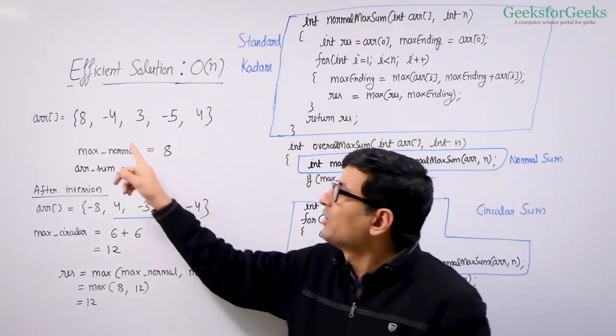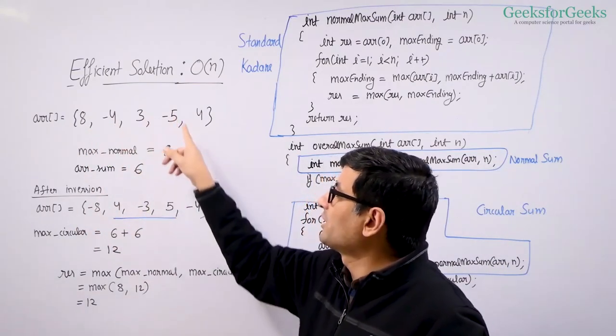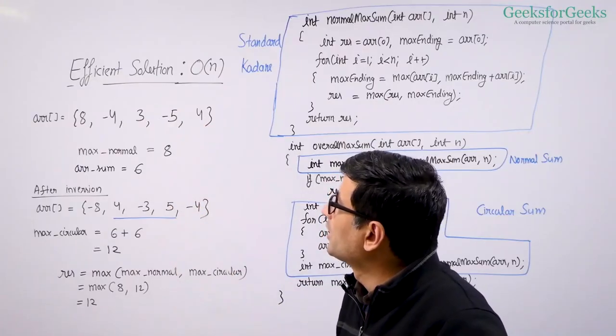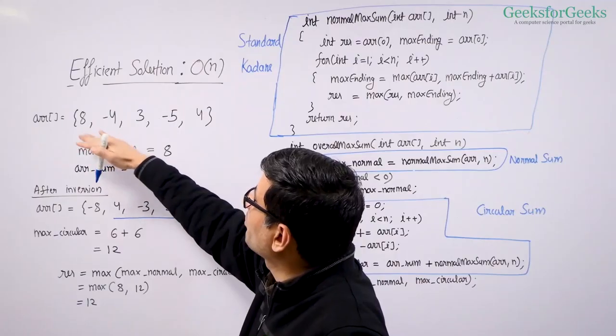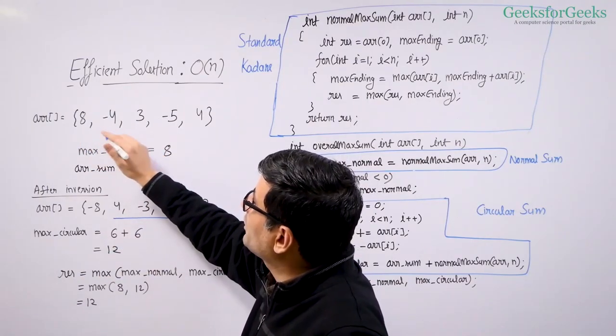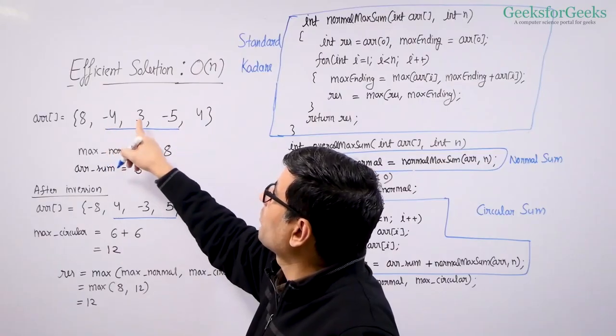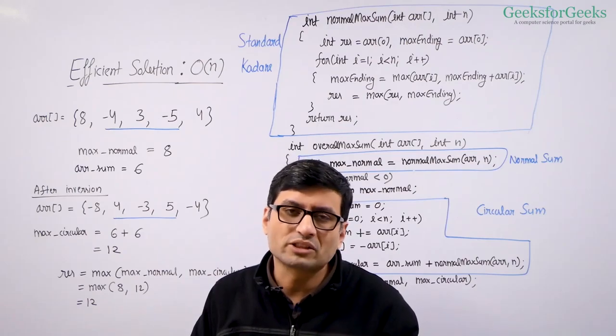So what have we done? We have changed 8 to -8, -4 to 4, 3 to -3, -5 to 5, and 4 to -4. See, the reason for inverting this array is, as we discussed, we want to find out minimum sum subarray in this array. So minimum sum subarray in this array is going to be this. -4 plus 3 minus 5, which is -9 plus 6, -6.